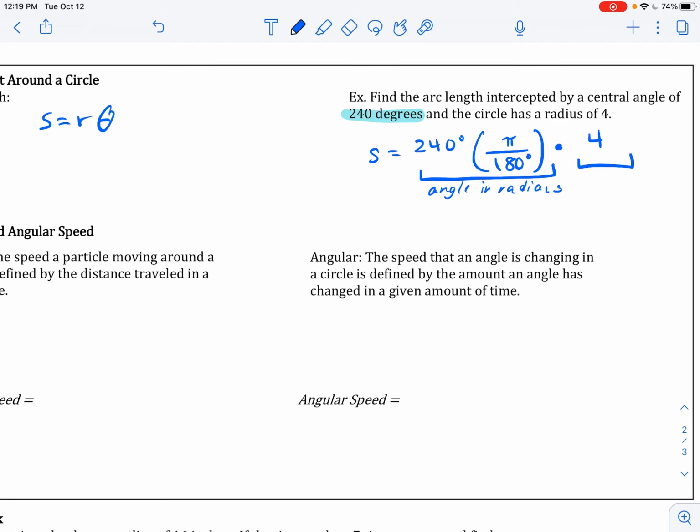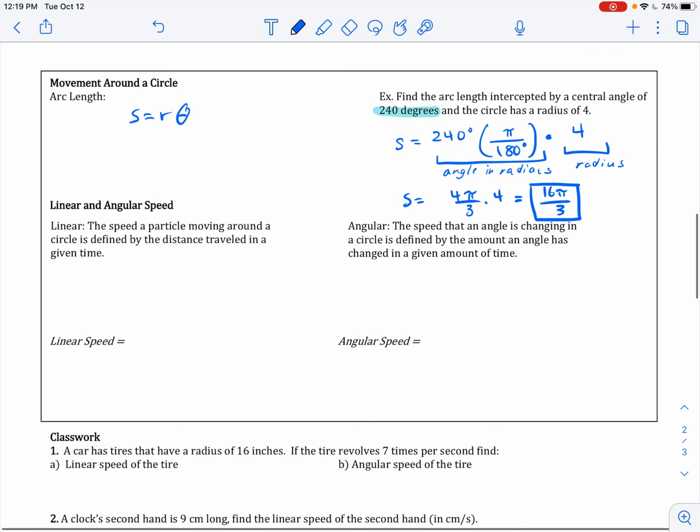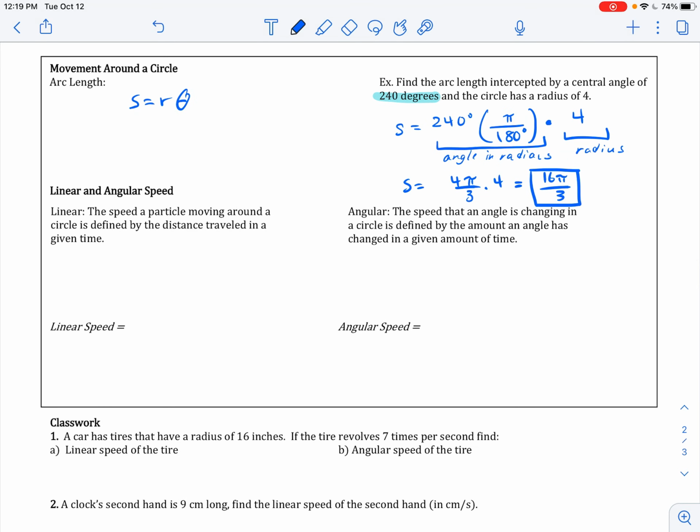This was our radius. And this should then just come out to S is equal to 4 pi over 3 times 4. And so you should get 16 pi over 3. Okay? All right. That works. All right. So now going back to talking about arc length and its relation to linear and angular speed, let's break each of these terms down first.